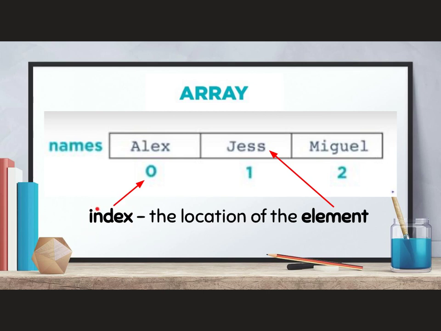Now, indexing in Java starts at 0. This is the tricky part about an array, remembering that the indexes start at 0. So at index 0, the element is Alex. At index 1, the element is Jess. At index 2, the element is Miguel.